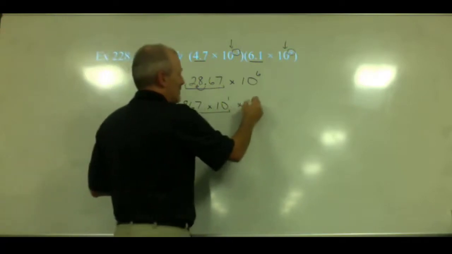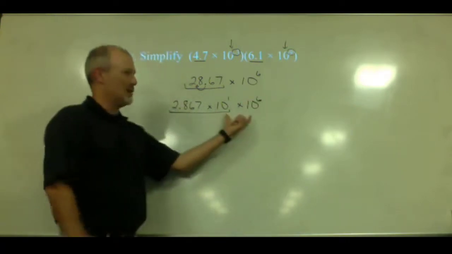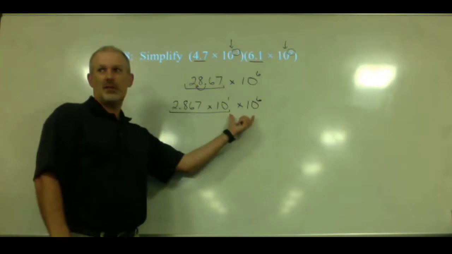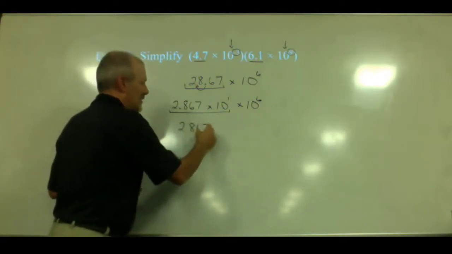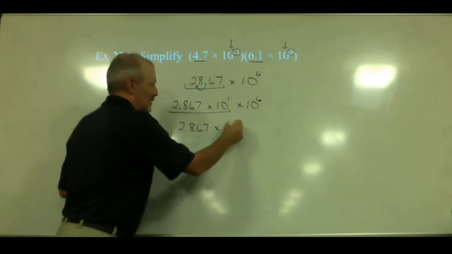Then we still have the times 10 to the 6th. So now what do we do with these two? 7. So this would end up being 2.867 times 10 to the 7.